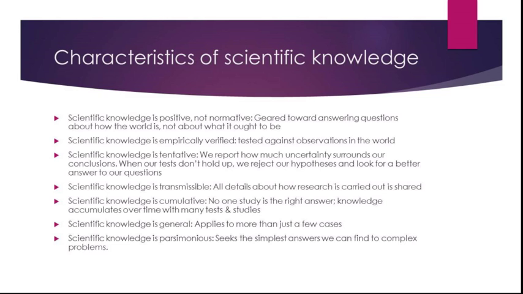Third, scientific knowledge is tentative. As much as possible, we describe how much uncertainty surrounds our conclusions. So today, we often use statistics to do this, and we can actually quantify our uncertainty. We can say, this is the margin of error that surrounds our prediction, or that surrounds our estimate of how much race mattered in Donald Trump's election, for example.